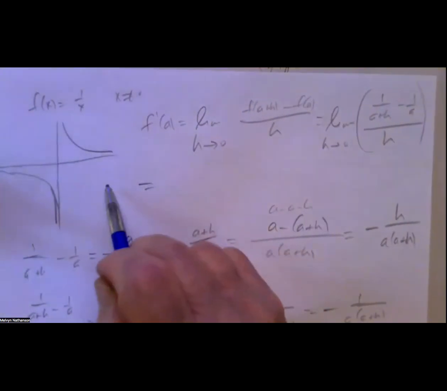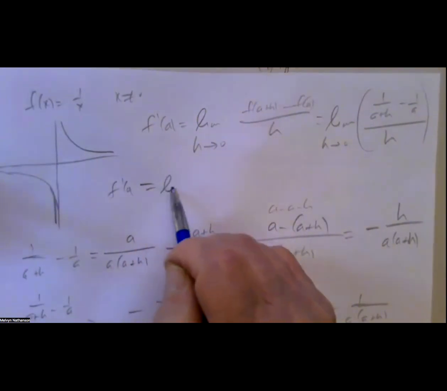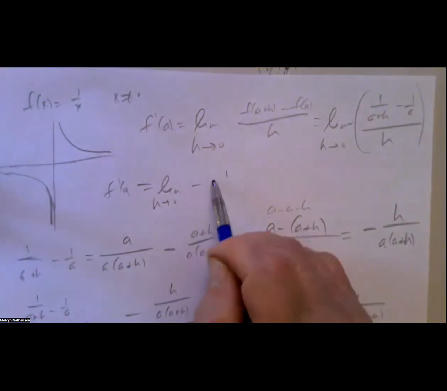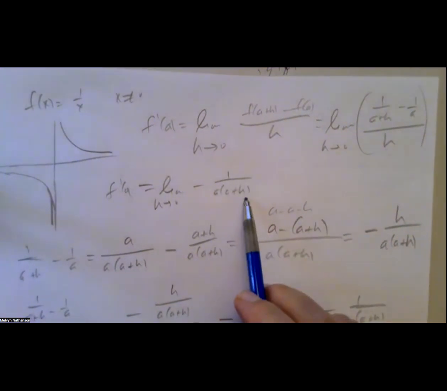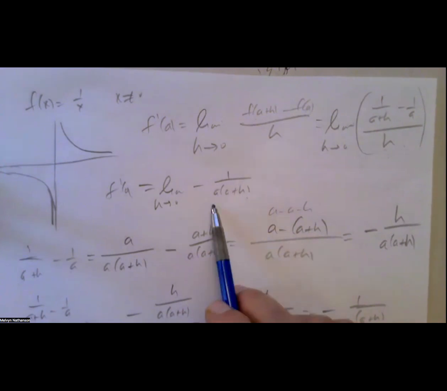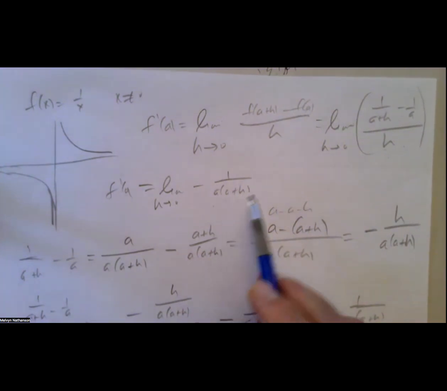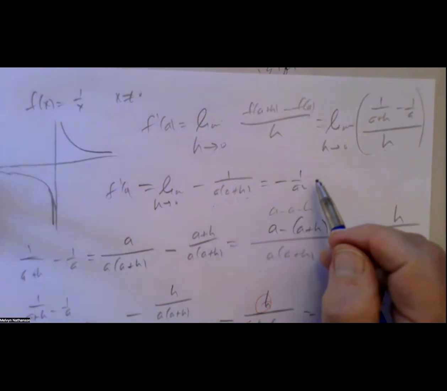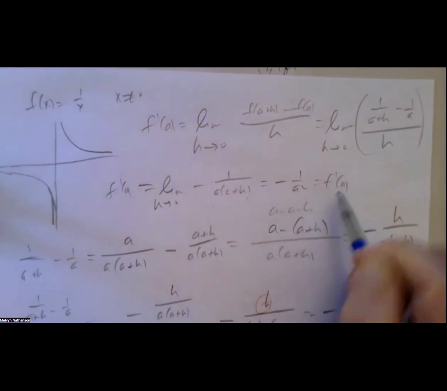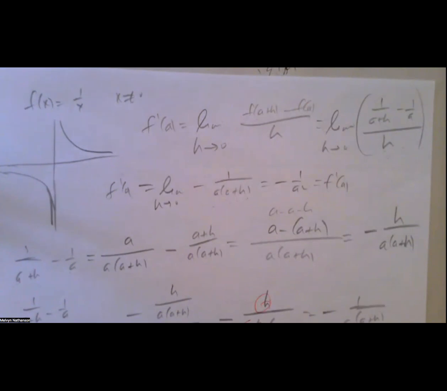So f prime of a is the limit as h goes to 0 of minus 1 over a times a plus h. And as h goes to 0, a plus h goes to a, and a times that goes to a squared. I get minus 1 over a squared. And that's my answer.